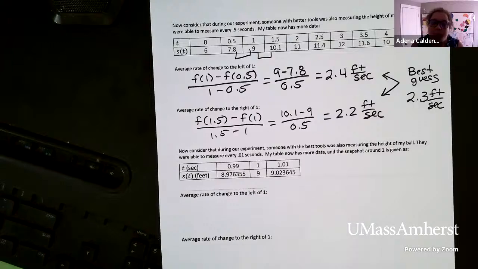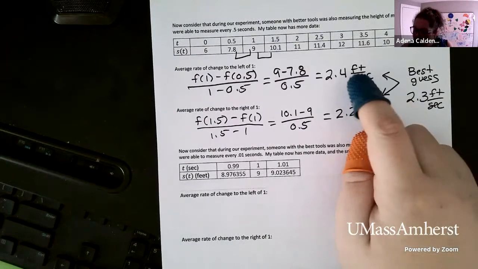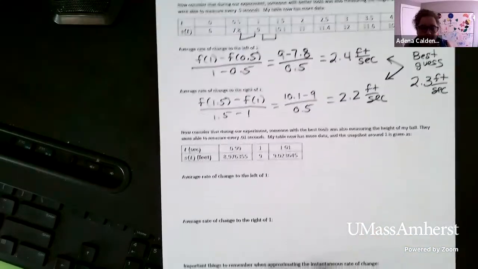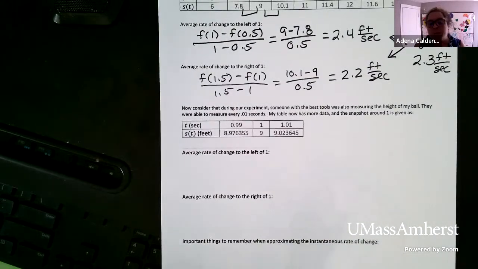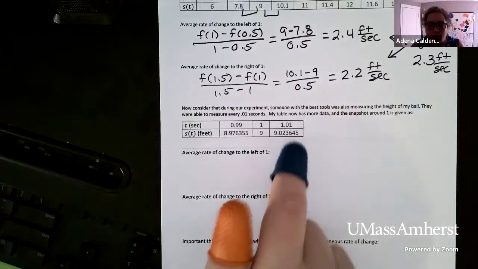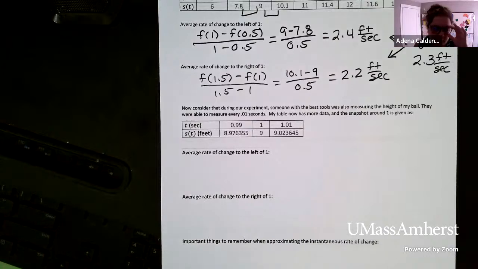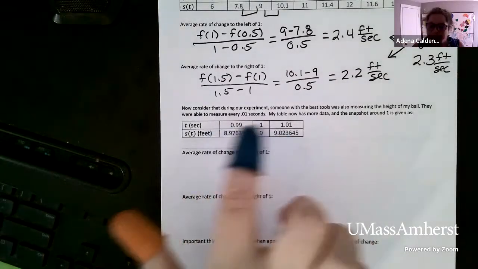Okay, so ultimately, the closer we can get to 1, the better our approximation is going to be for our best guess. And remember, the goal, right, is to get these two to be the same. So let's say that we had someone who has incredible equipment and is able to measure the height of this ball at 0.99 and 1.01, right? So within 1/100th of a second, which is like super incredible. They have the best equipment. So we have the height here.